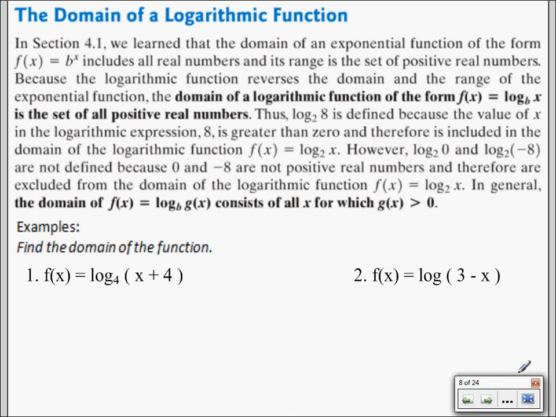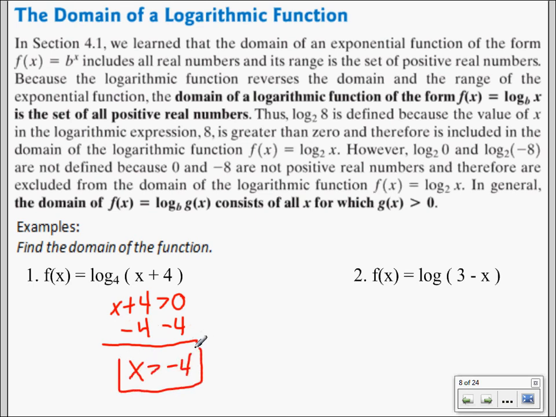What you really want to gather is that if you take what's inside the parentheses right here, x plus 4, you want to say that it is greater than 0. Now solve for the variable by subtracting 4 on both sides. So x is greater than -4, and that is the domain of that function.